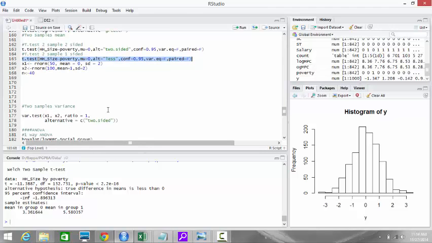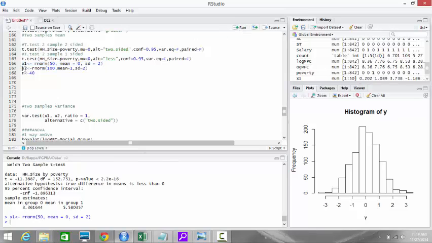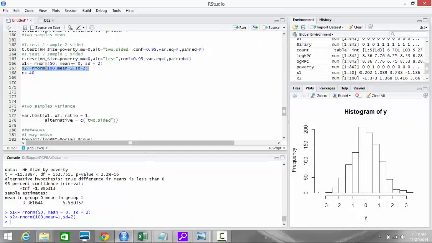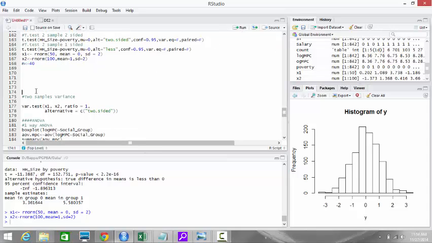Finally, let's do a test of two-sample variance. For that, let me draw 50 random numbers with mean 0 and standard deviation 2. Let me call it x1. Let me draw another set of random numbers, x2, which are 100 random numbers with mean 1 and standard deviation 2. And let me just pick up a sample of n equals 40 from them.